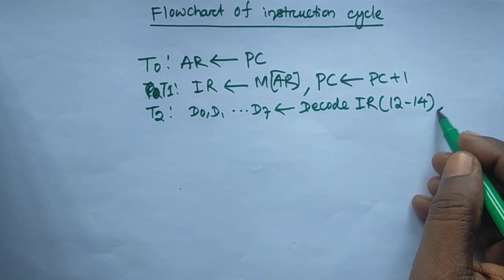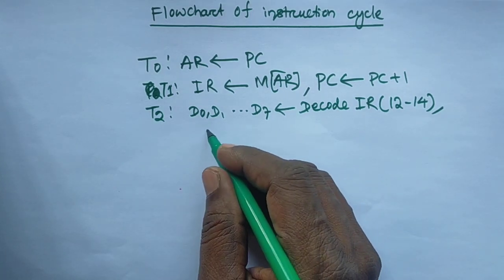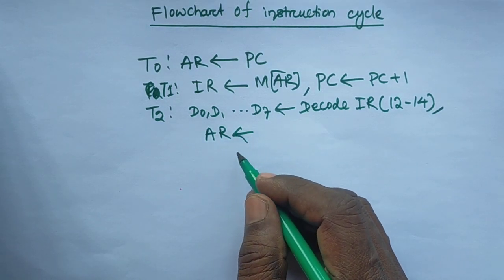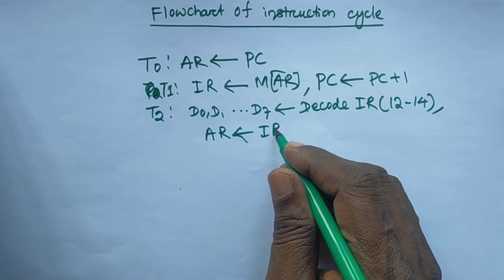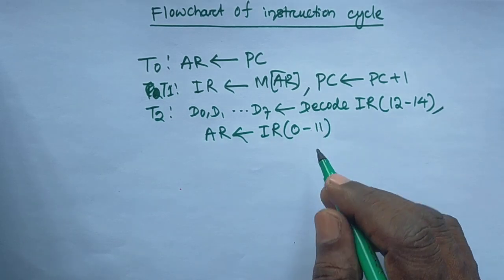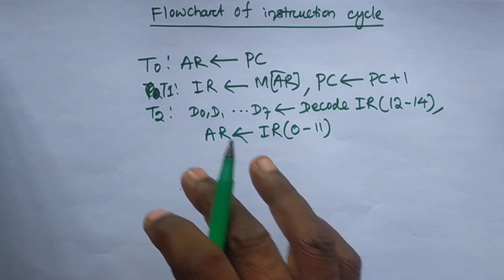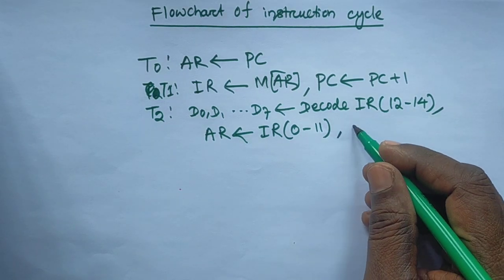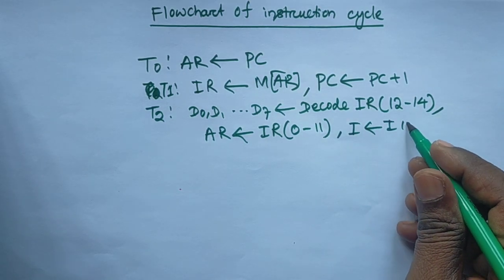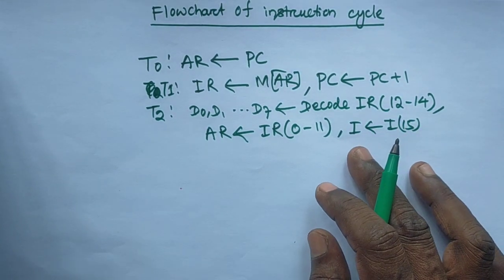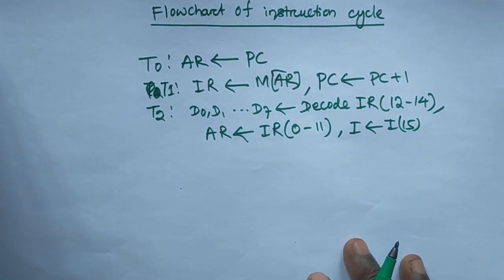And during that time, in T2, another transfer also happens, since the address register gives the address of our data. Here IR bits 0 to 11, the address part of the data or operand, is transferred to the address register. During that time period, I, the mode bit, also receives bit 15 of the data. This is the basic instruction.